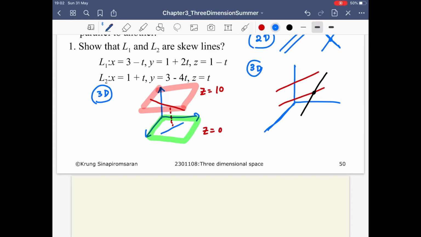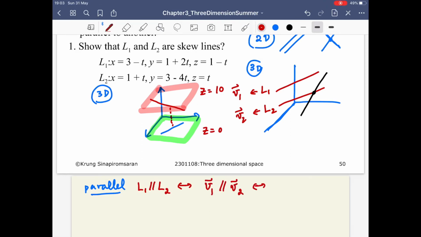First, let us see whether they are parallel or not. For two lines that are parallel, let's say this is L1 and this is L2. For L1 there will be the vector V1 that L1 is parallel to, and V2, the vector that L2 is parallel to. If L1 is parallel to L2, then these two vectors are parallel, so there will be a constant k such that V1 equals k V2. And this k must be only one number for each and every component.